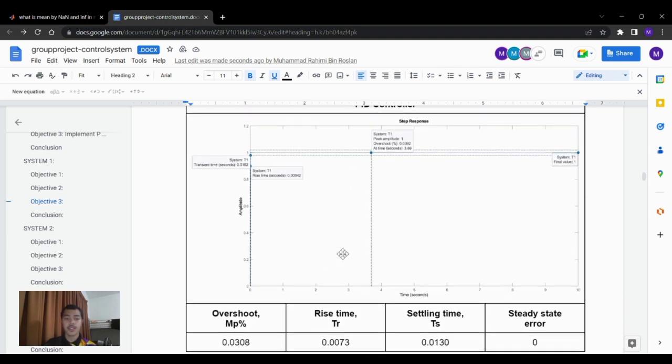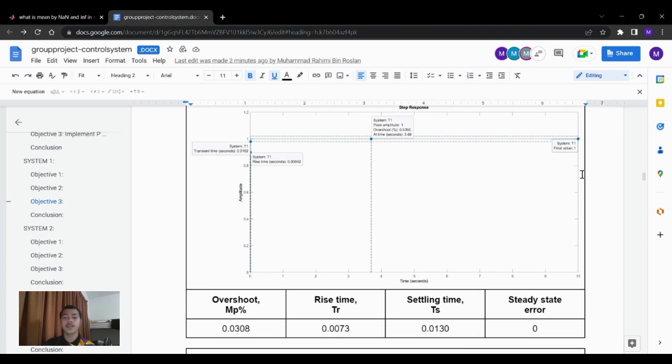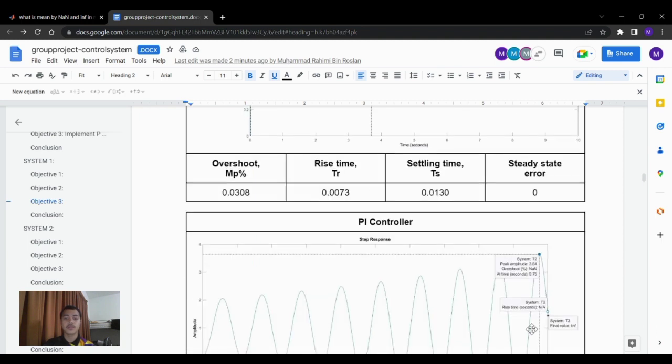Okay, for the overshoot, I get 0.0308%. For the rise time, I get 0.0073. For the settling time, I get 0.0130. And finally, the steady state error is 0 because the final value here is 1, and 1 minus 1 is equal to 0.